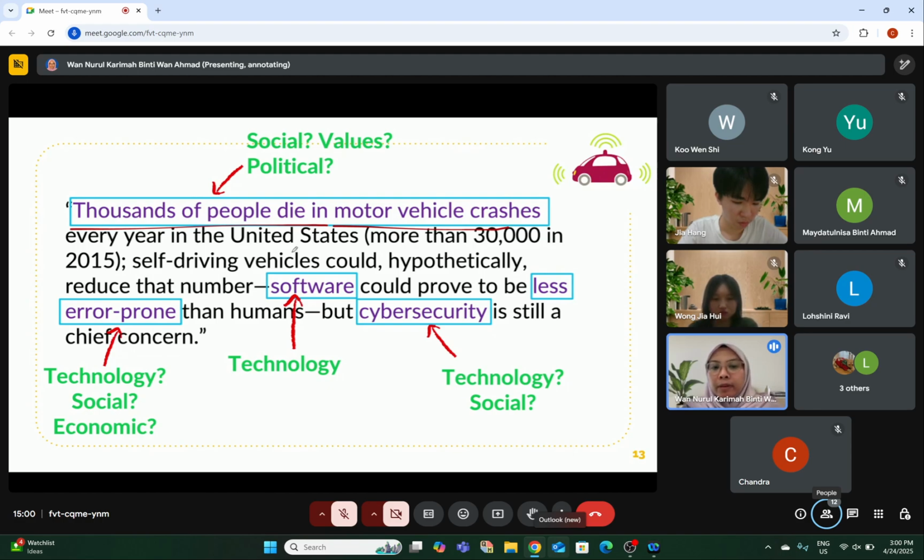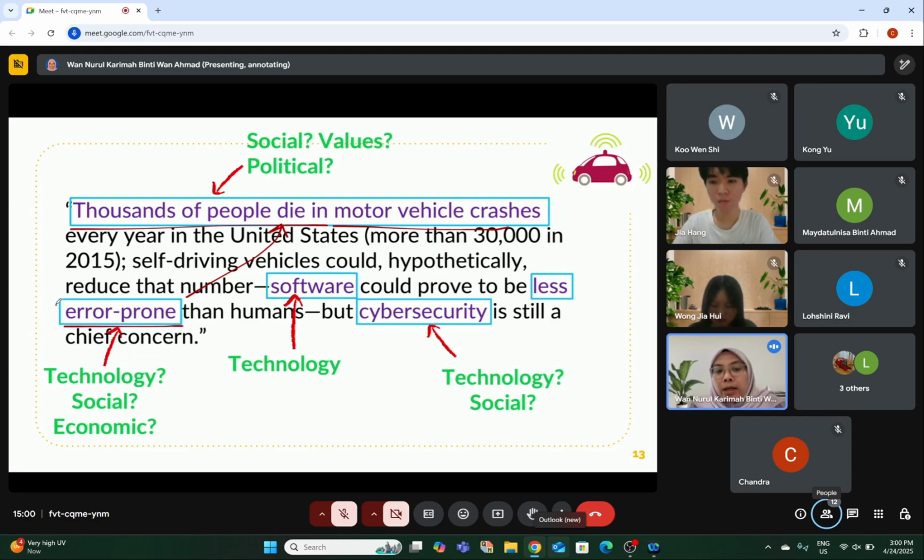The other example is: self-driving vehicles could hypothetically reduce the number, meaning reduce the number of people dying because of accidents. So it is related to technology, and the technology is specifically software that could prove to be less error-prone than humans. Software is obviously a technology. We have to use a technology that could help us drive better, that could help us avoid accidents, that could help us reduce errors caused by humans.